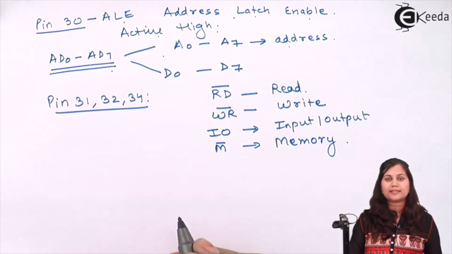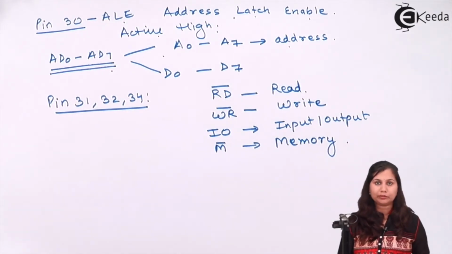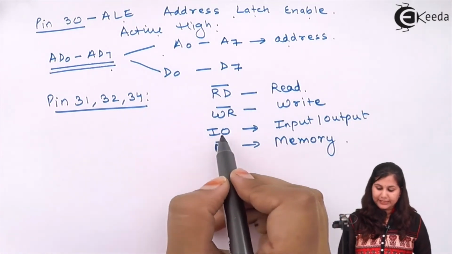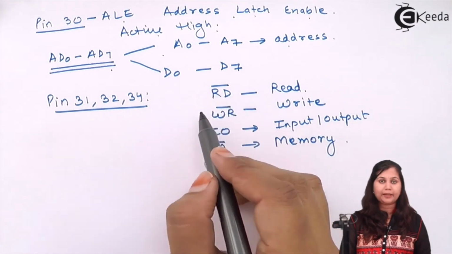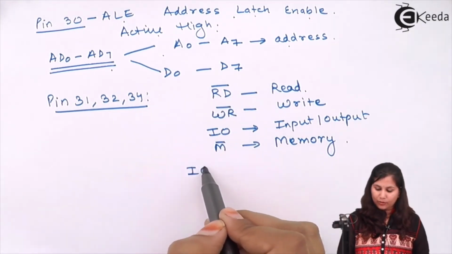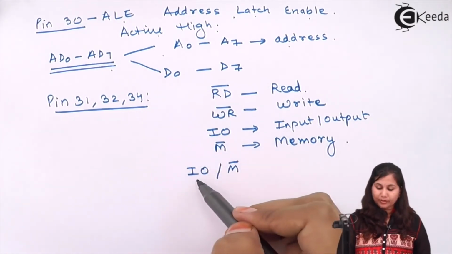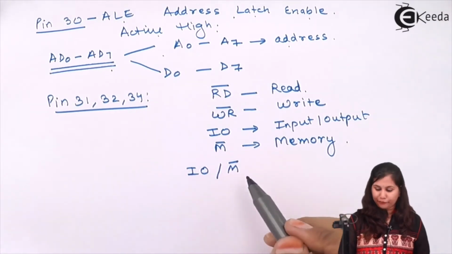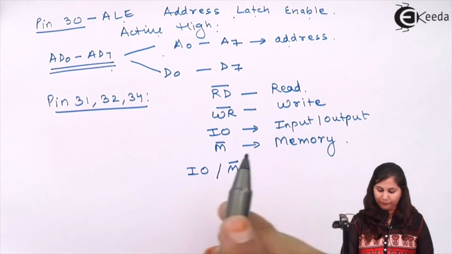So the microprocessor will either perform the read operation of the memory or the input output, or it will perform the write operation on the memory or the input output. Input output is an active high signal, and M bar, WR bar, and RD bar are active low signals. So when this line IO and M bar is high, it means that the input output operation is being performed, and when it is low, it means a memory operation is being performed.